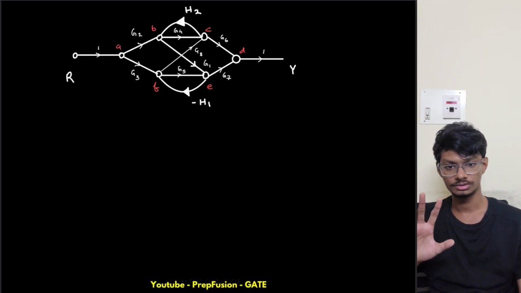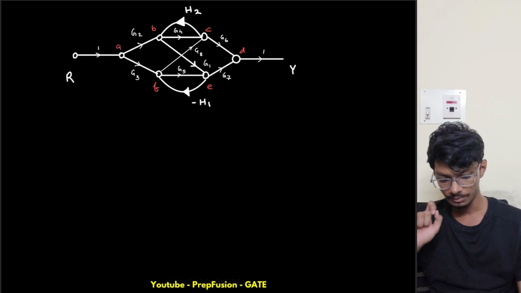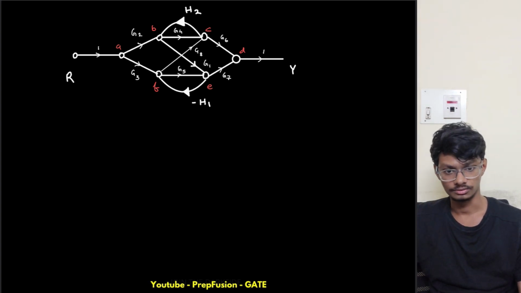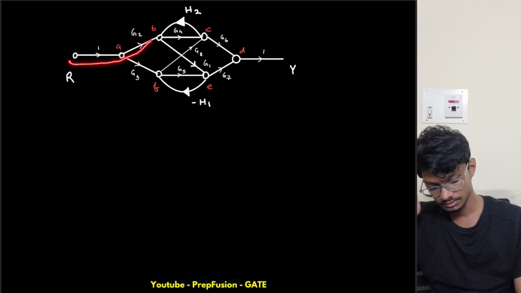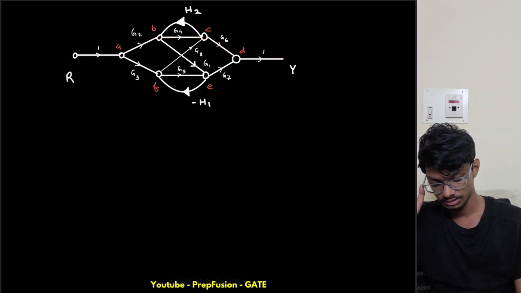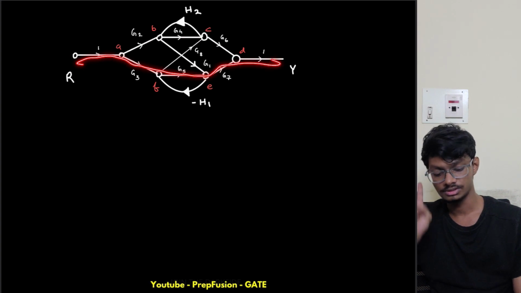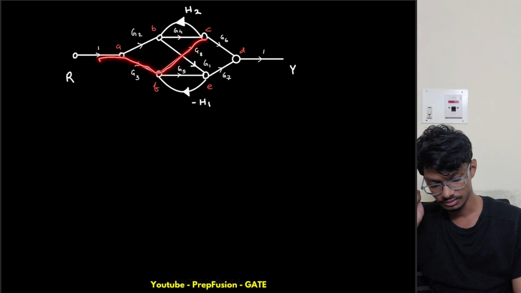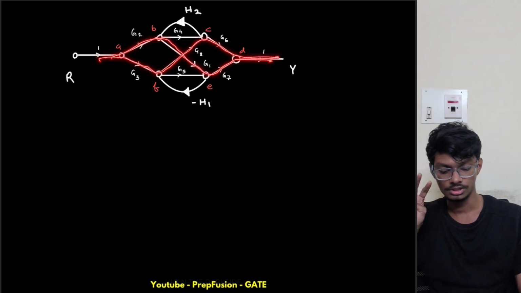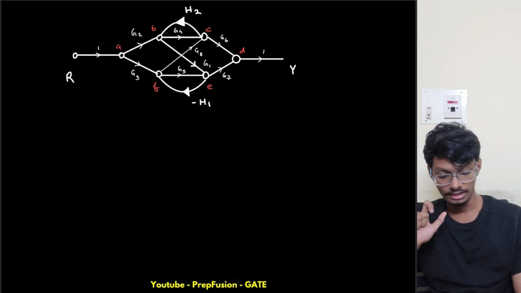Stop the video right now, pause the video, and tell me how many forward paths there are. From first glance, this one is a forward path. This one is a forward path. I see two forward paths. Is there any other? Yes, this one is also a forward path, and this one too. So I see four forward paths. Are there any others?